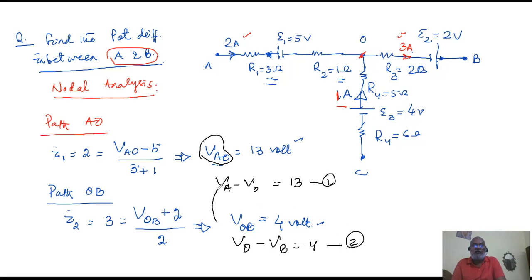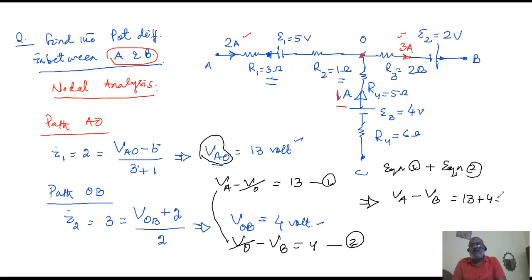We consider as equation number 2. We just add these two equations. We know when we add the left hand side, VO and VO will be cancelling out. So VA minus VB will be equal to, when you add equation 1 plus equation 2, 13 plus 4, that is 17 volt. I think I am clear.